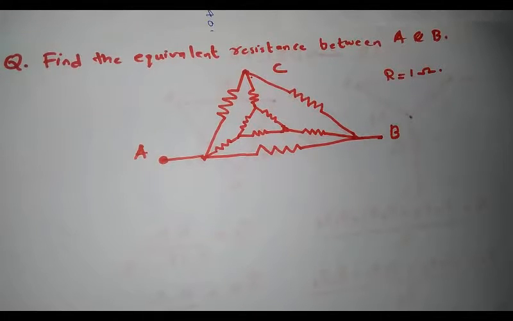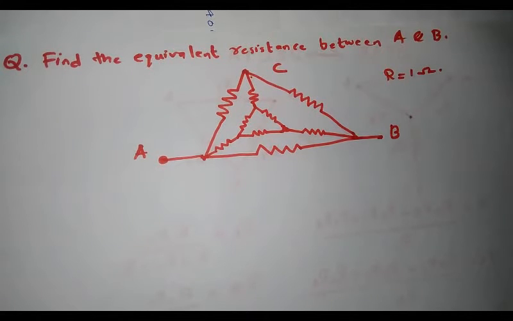Here we can see that this is a complex network consisting of different star and delta connections together. It is given that the value of each resistor is equal to 1 ohm. There are 1, 2, 3, 4, 5, 6, 7, 8, 9 resistors that are connected in star and delta. Firstly, we have to simplify the circuit by using the star-delta equations.